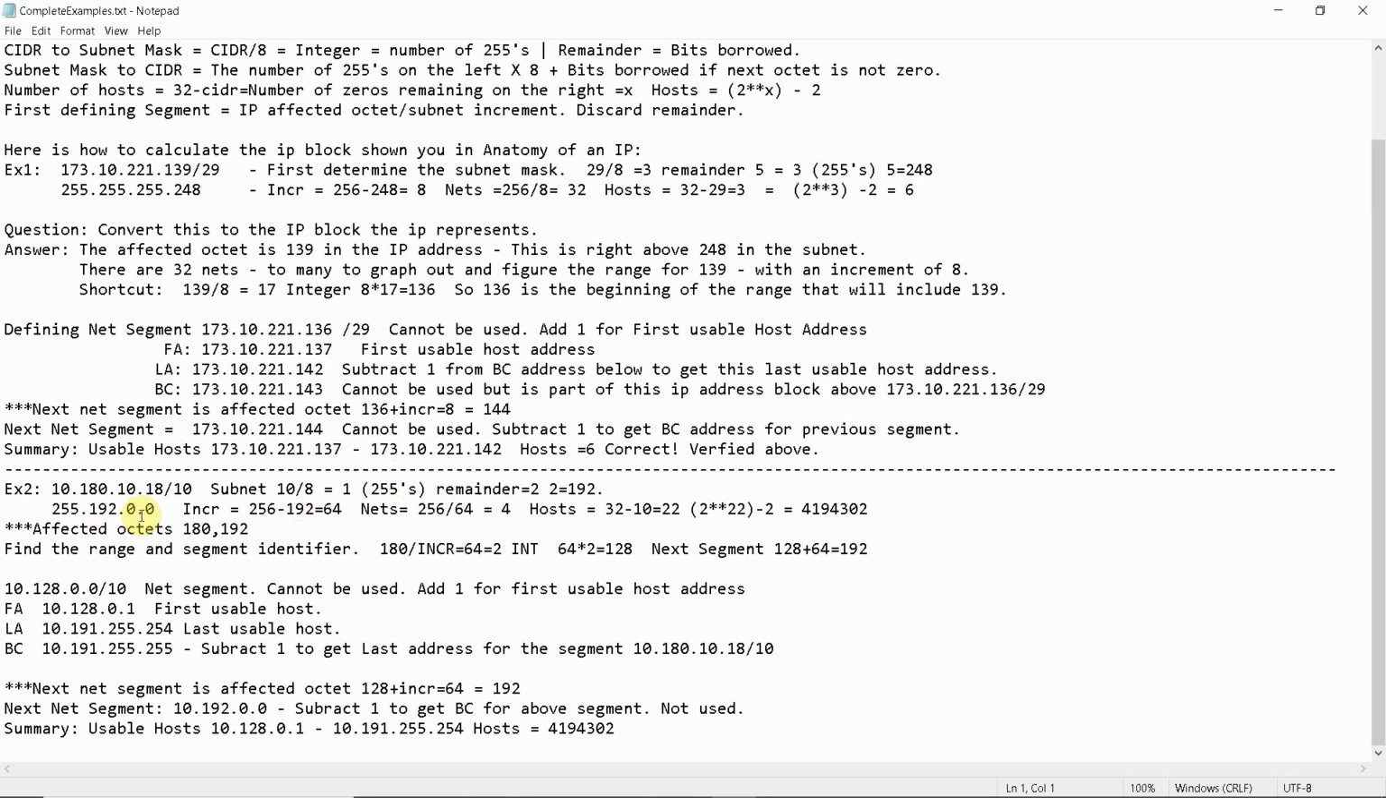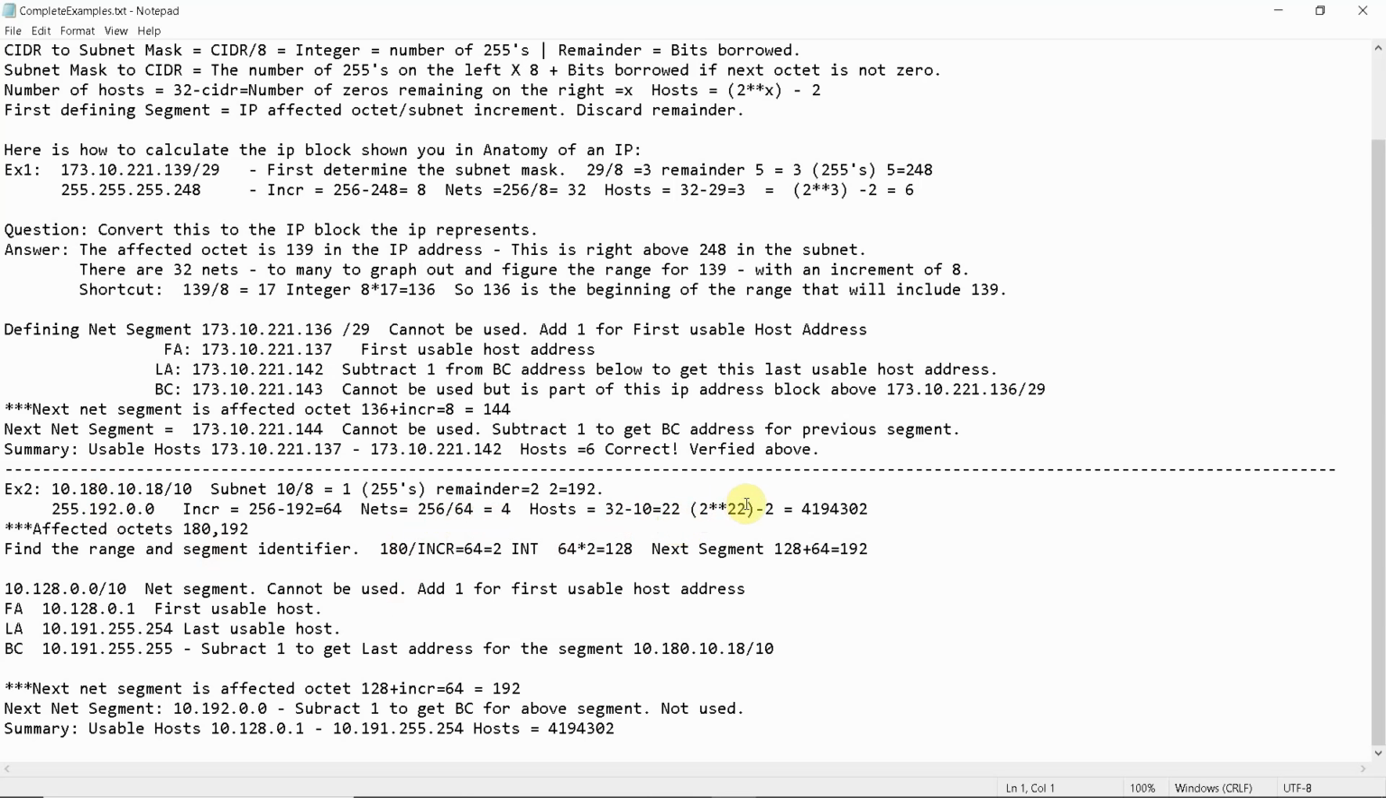subnet mask. We got our increment, 256 minus 192. Okay, again, this is the active octet. Up here is the active octet. Second one over here, second one over there. Nets is 256 divided by 64 equals 4. We got hosts of 32 minus 10 equals 22.